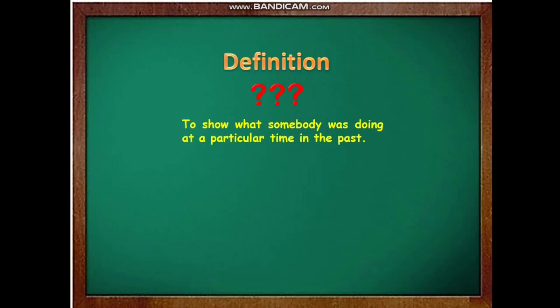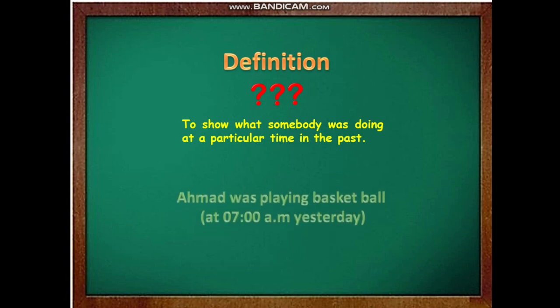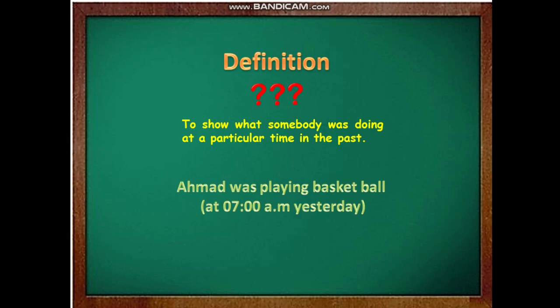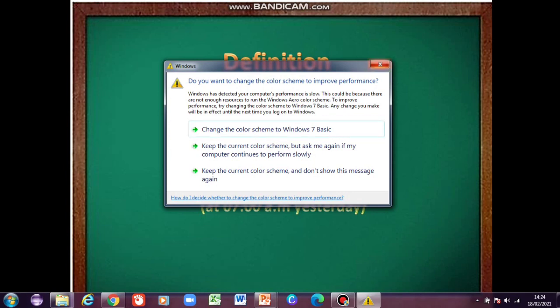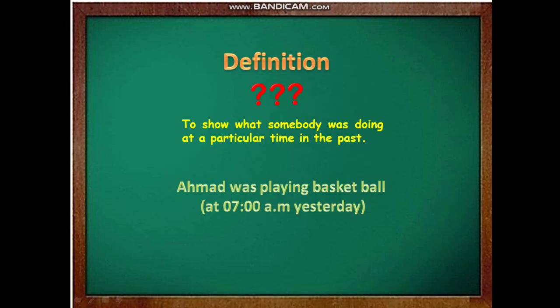Here, past continuous is to show what somebody was doing at a particular time in the past. As an example, here is: Ahmad was playing basketball at 7 a.m. yesterday. Imagine that today is a Monday morning. So you talk to your friends: Ahmad was playing basketball at 7 a.m. yesterday. It means that Ahmad played basketball on a Sunday morning at 7 a.m.